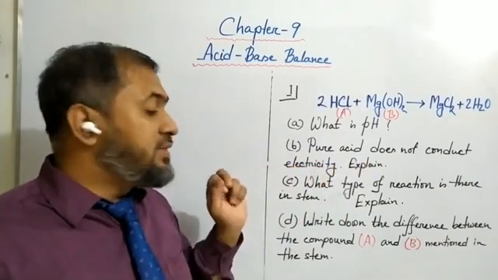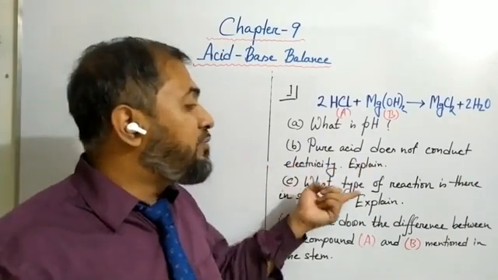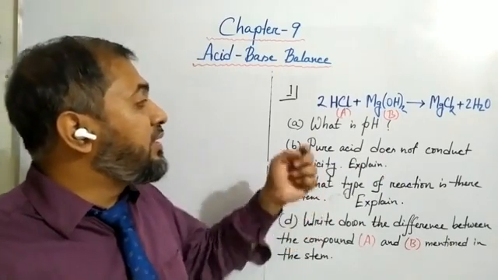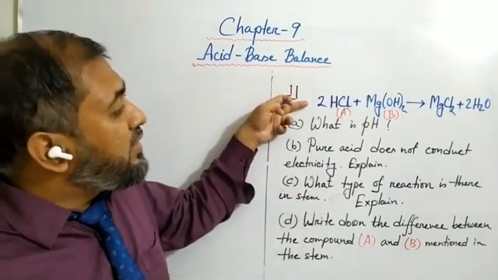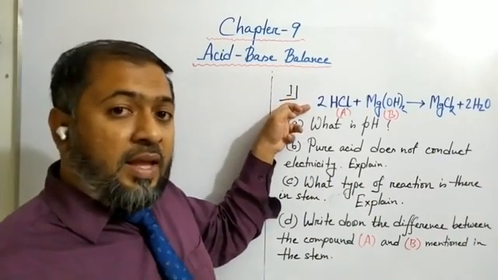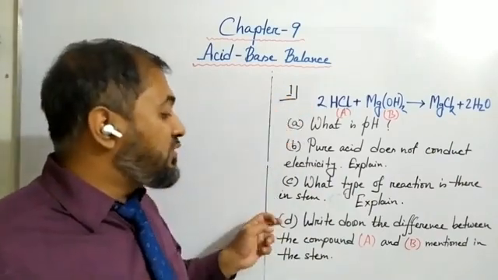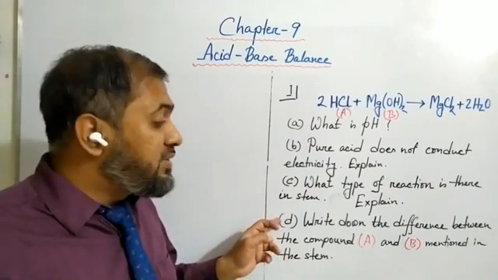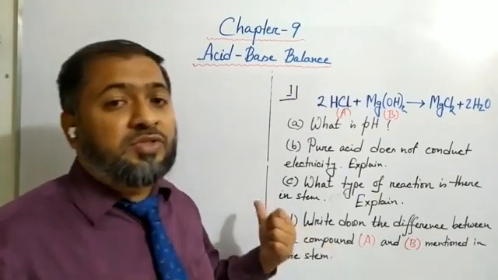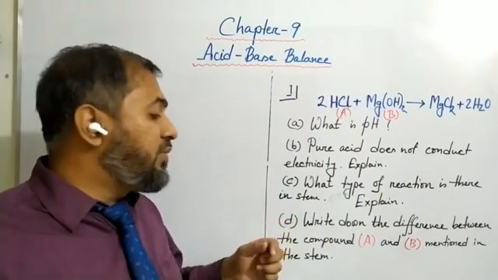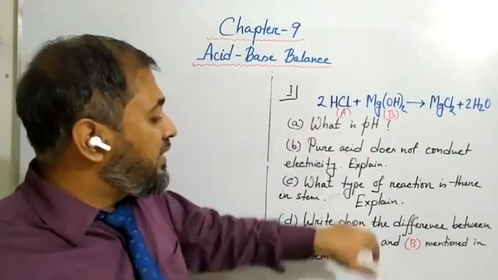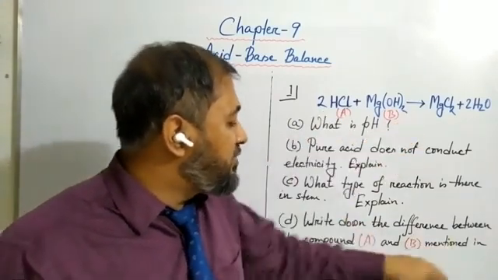Question C: what type of reaction is there in the stem? Explain. So you can see the reaction and you need to explain what type of reaction it is and its significance. And the last one: write down the difference between the compounds A and B mentioned in the stem. I repeat once again, write down the difference between the compounds A and B mentioned in the stem.